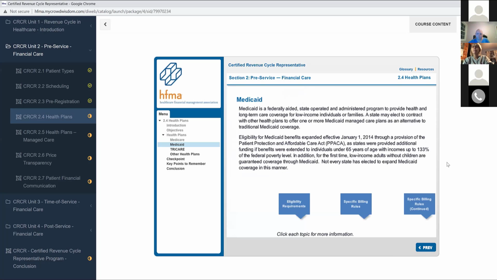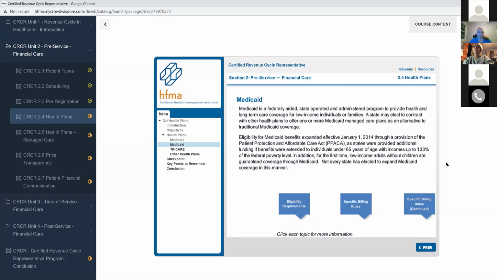Medicaid. Okay. So Medicaid is a federally aided, state-operated and administered program to provide health and long-term care for low-income individuals or families. A state may elect to contract with other health plans to offer one or more Medicaid managed care plans as an alternative to traditional Medicaid. Eligibility expanded effective January 1, 2014 through a provision of the Patient Protection and Affordable Care Act, as states were provided additional funding. So not every state has elected to expand their Medicaid coverage.